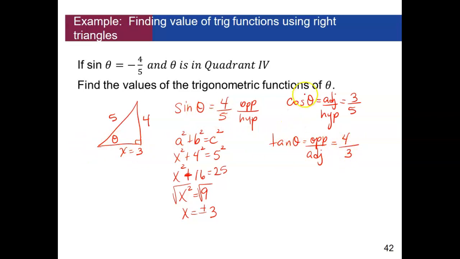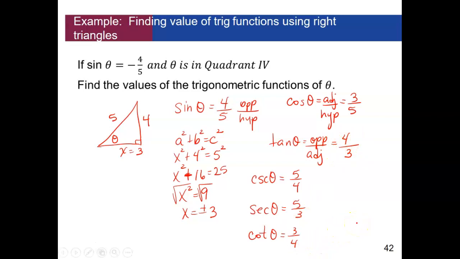And then once I have these 3, everything else is the reciprocal of it. So the reciprocal of sine is cosecant. So I'll take the reciprocal of this and I'll get 5/4. The reciprocal of cosine is secant. So I'll take the reciprocal of this and I'll get 5/3. The reciprocal of tangent is cotangent. So I'll take the reciprocal of this and I'll get 3/4.